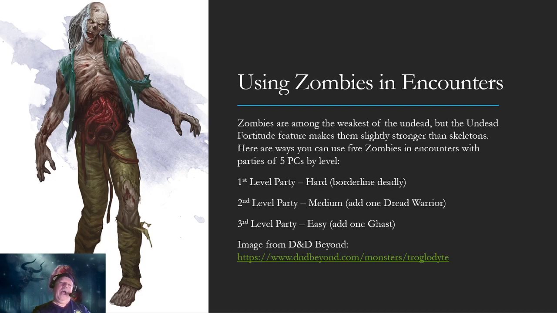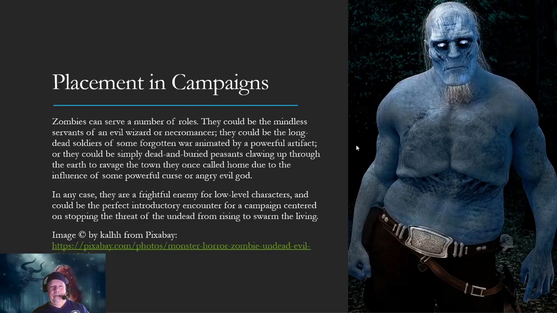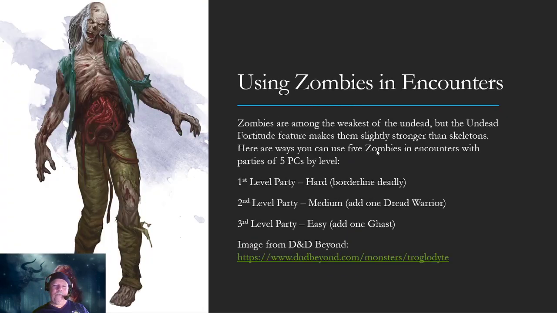So, if you have that same party, but they're second level, 5 zombies would be a medium encounter. You want to make it a hard encounter, add a Dread Warrior. If it's a third level party, then 5 zombies are going to be easy. To make it a hard encounter, add a Ghast. And of course, those are all additional undead types of monsters.